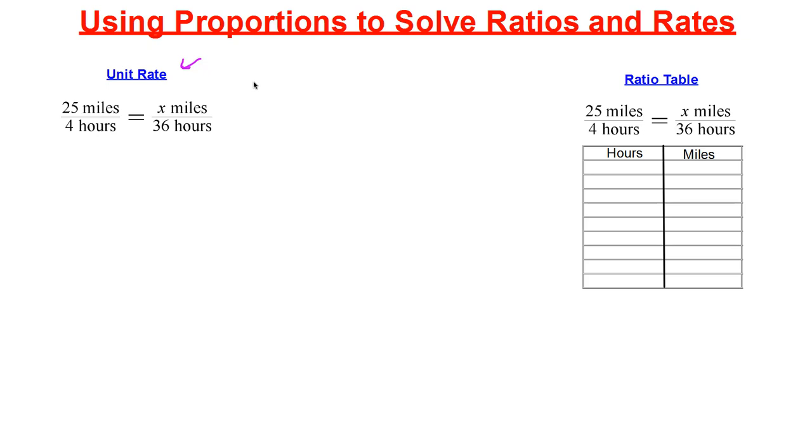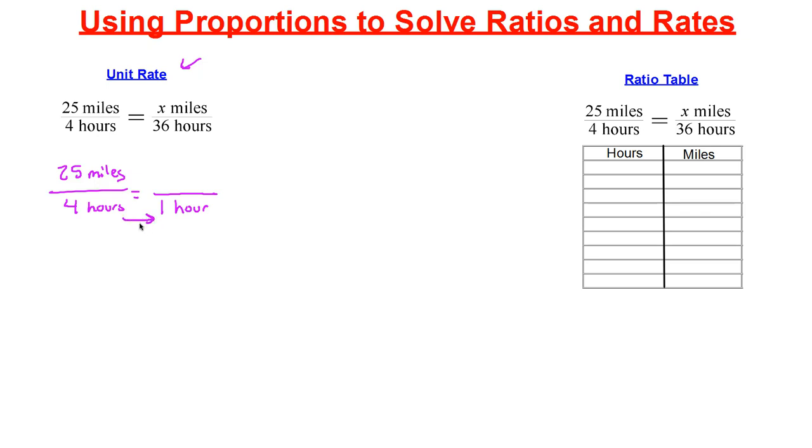Okay, so basically what a unit rate is, it takes a rate and puts it in terms of one quantity. Let's take a look here and I'll explain. We have 25 miles for 4 hours. We want to figure out how much is in 36 hours. Well, we could just find our unit rate and figure out how much is per 1 hour, and then from there figure out how many hours we want, because this wouldn't be very specific. It'll be a general statement for the unit rate.